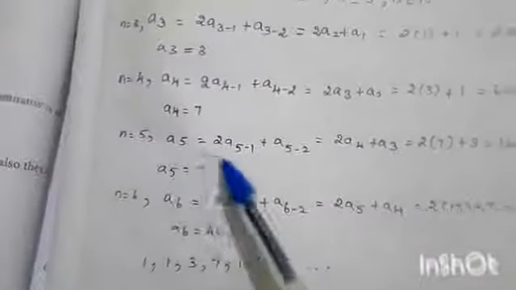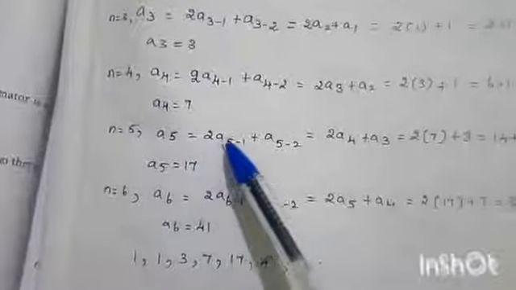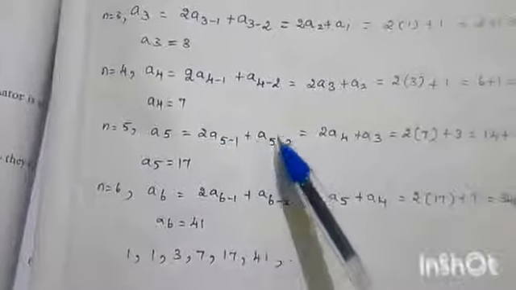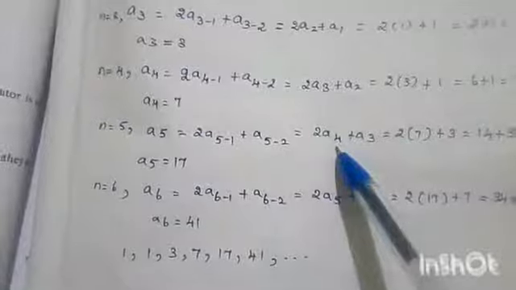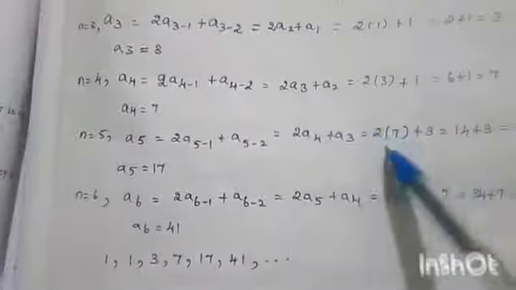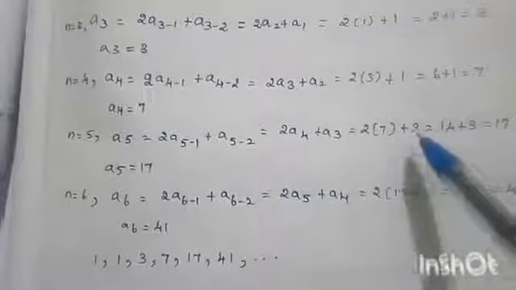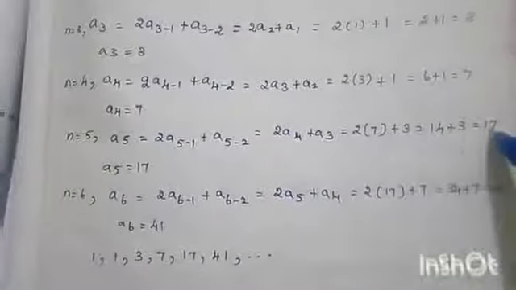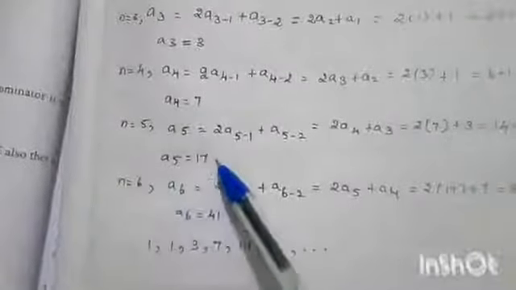Fifth term we want to find. So a_5 equal to 2 into a_(5 minus 1) plus a_(5 minus 2). That is 2 A4 plus A3. A4 value is 7, A3 value is 3. So 2 sevens are 14, 14 plus 3 is 17. So A5 equal to 17.